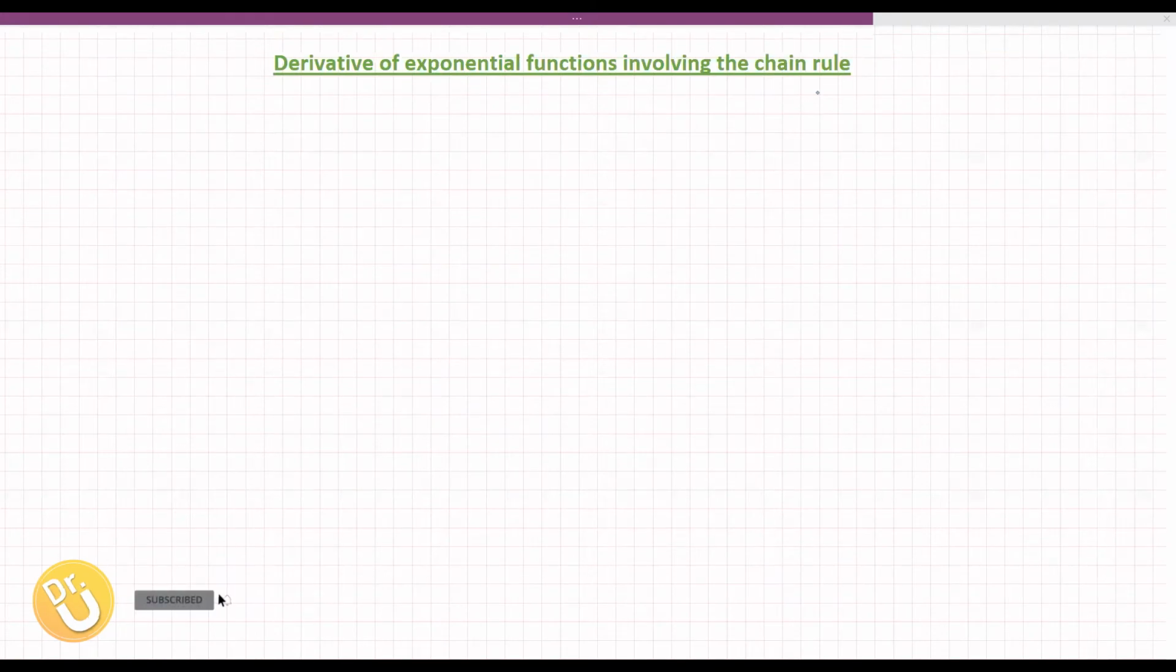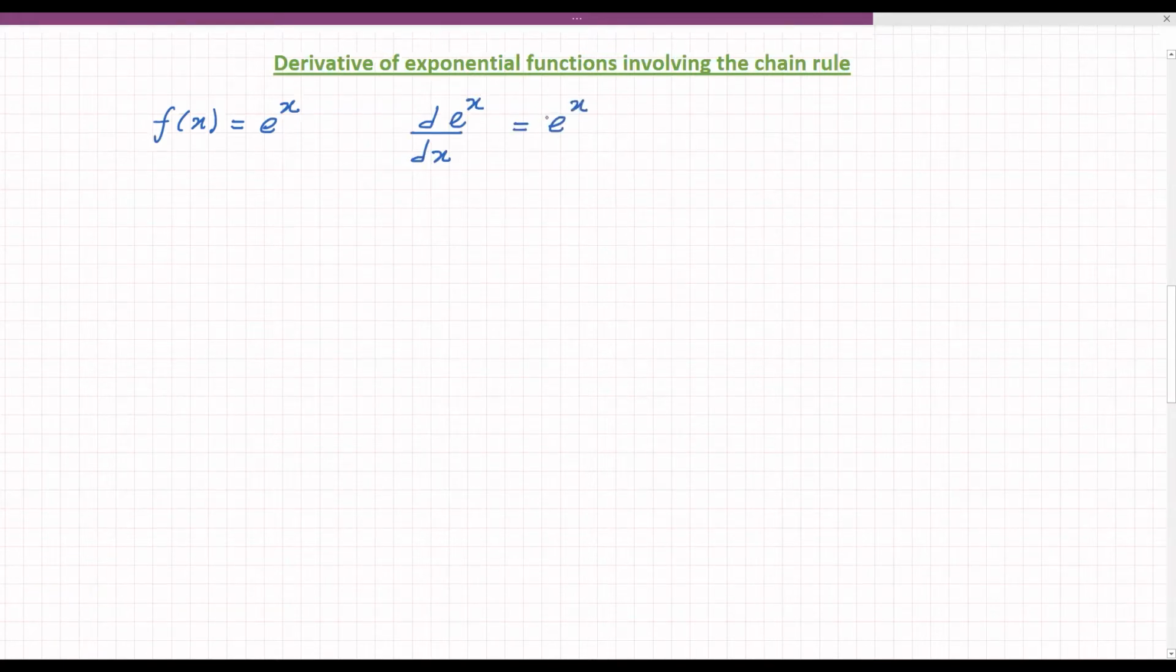Today we are going to discuss the derivative of exponential functions involving the chain rule. So in general, the exponential function looks like this: f(x) is equal to e to the power x. So this is the most general exponential function. Now, as a base case, we know that if you take the derivative with respect to x of e to the power x, the output would be e to the power x. So this is a special case in differentiation.